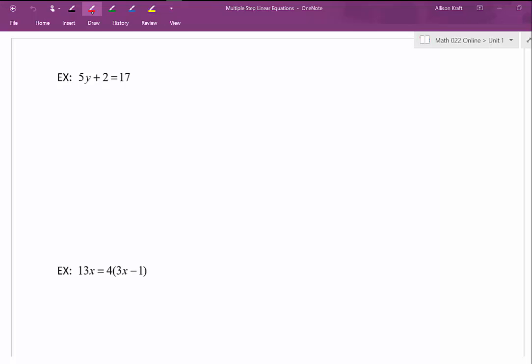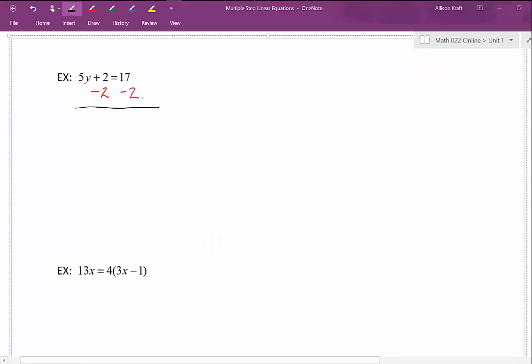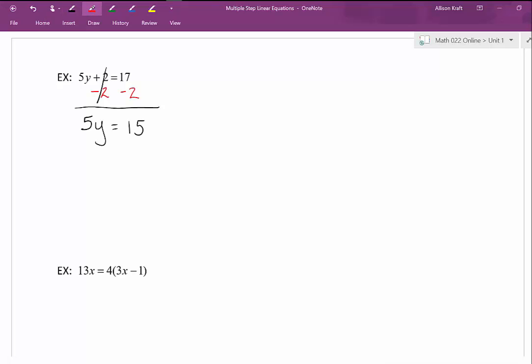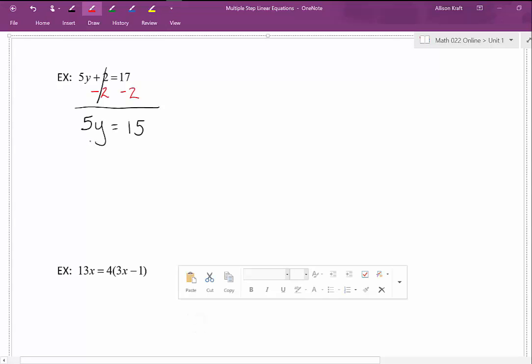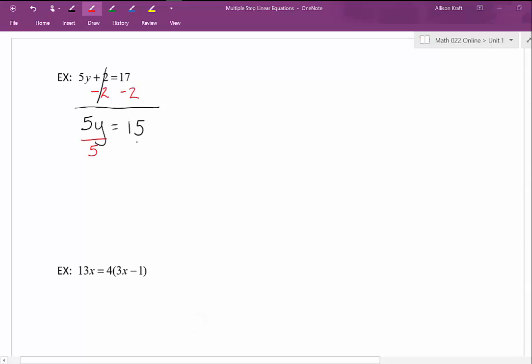I need to eliminate a plus 2. I'm going to perform the opposite operation and subtract 2 from both sides. This leaves me with 5y is equal to 15. Next, we want to get that y all by itself. To eliminate the coefficient of 5, we're going to divide both sides by 5. This gives us a solution of y is equal to 3.